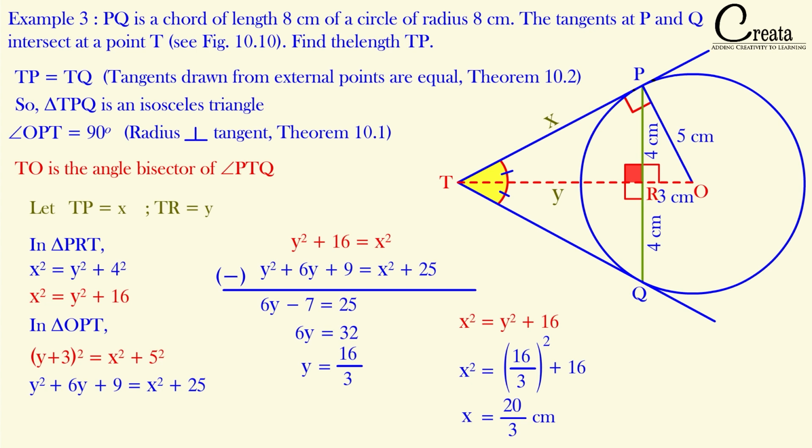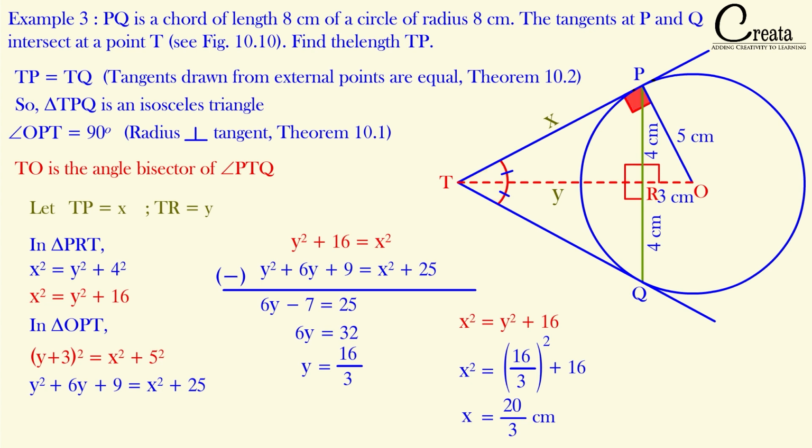Note that not any chord, only the chord which is formed by joining the point of contact, that is P and Q. These are the points of contact of the tangent. So only the chord which is formed by joining the points of contact is perpendicular to the angle bisector TO. This is very important. This will give the four angles as 90 degrees, or these two lines are perpendicular to each other. And this angle is also 90 degrees.